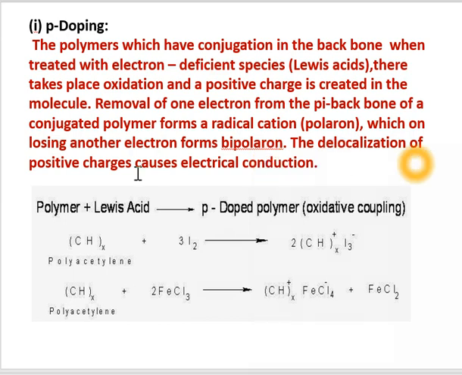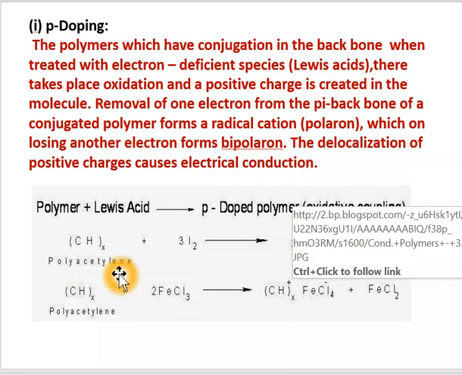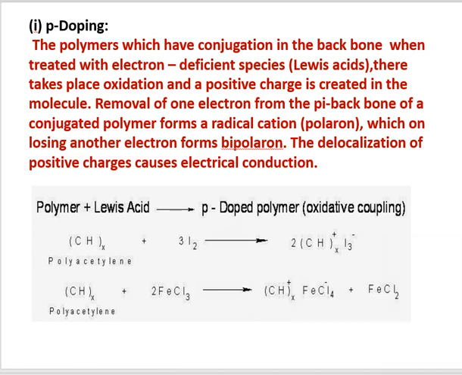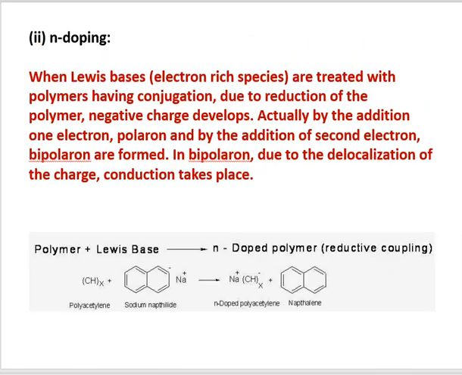The delocalization of positive charges causes the electrical conduction. So we see here the polyacetylene reacting with iodine to form a positive charge on the molecule, and because of this positive charge, the delocalization of the charge, it causes electrical conduction. That is called as p-doping.